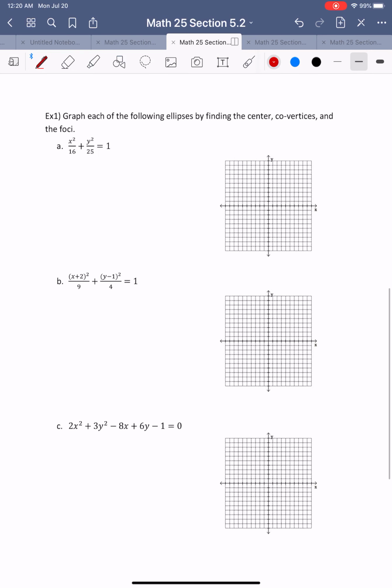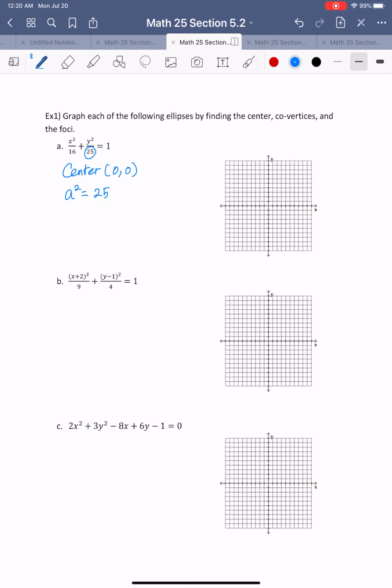So, graph each of the following ellipses by finding the center, co-vertices, and the foci. So in here, the center is (h, k), but there's no change from the x squared and y squared, so it's (0, 0). And then you need to find a squared, but a squared is always bigger than b squared, so I need to say 25 is a squared.